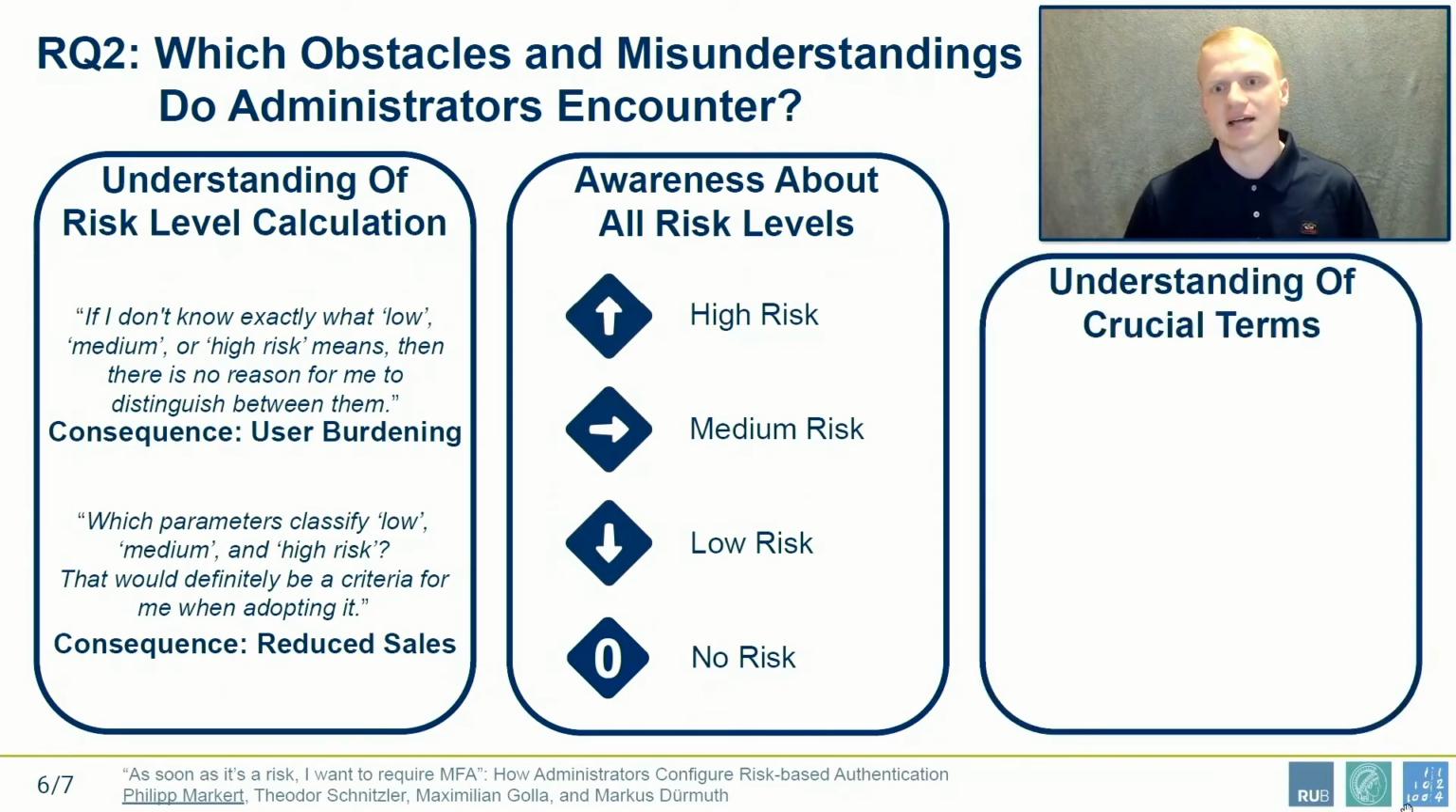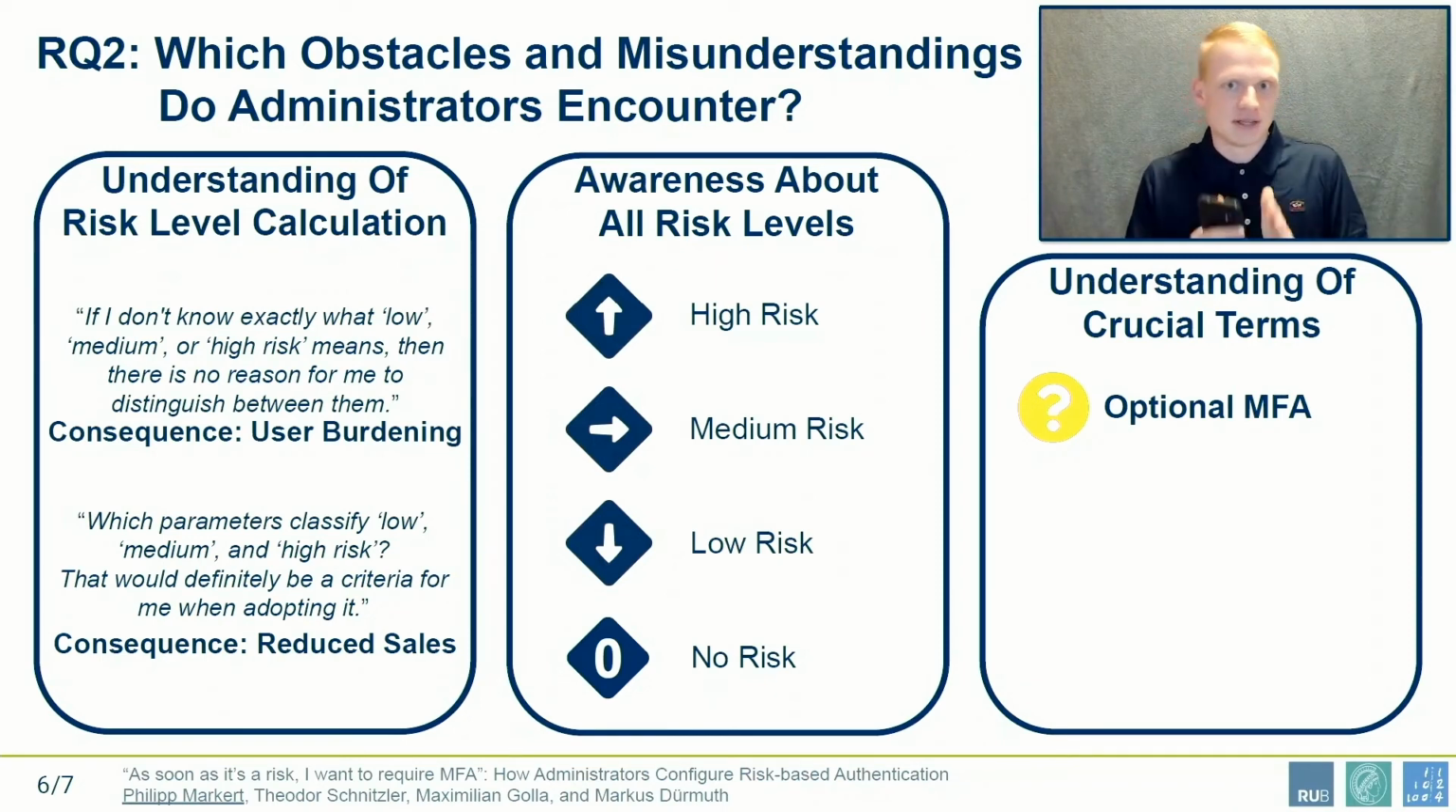Third aspect, the understanding of crucial terms. There are different ones which are crucial. I picked the two most interesting ones in my opinion. First one is the optional MFA. Again, as I said, it is the case here, so either the user has set MFA up for the account, then it is required and asked for at that point, or if users have not set it up, the system will simply continue as if it would be an allow.